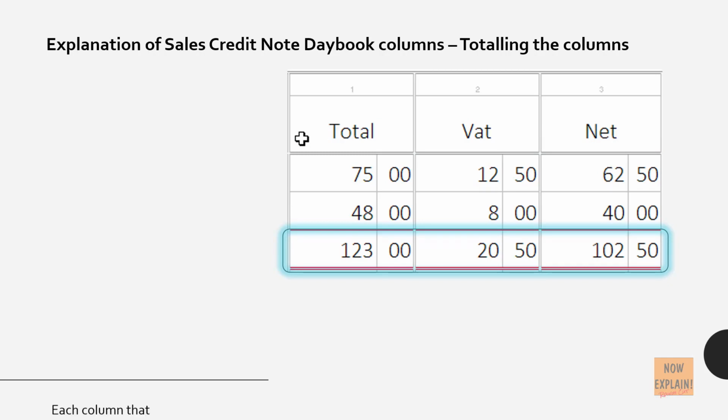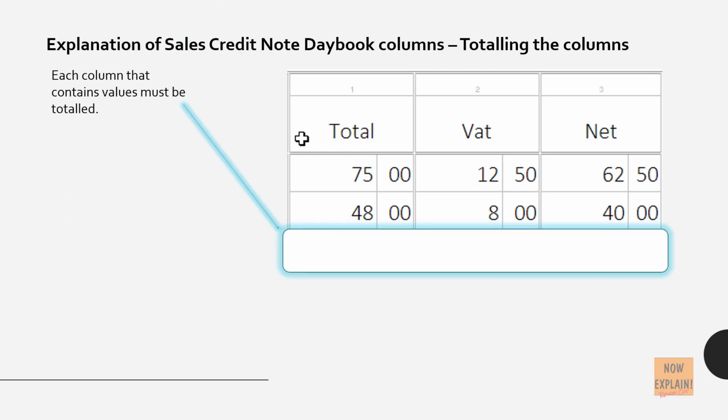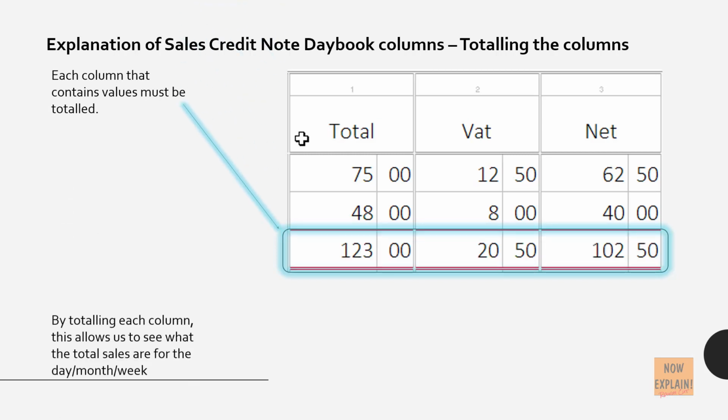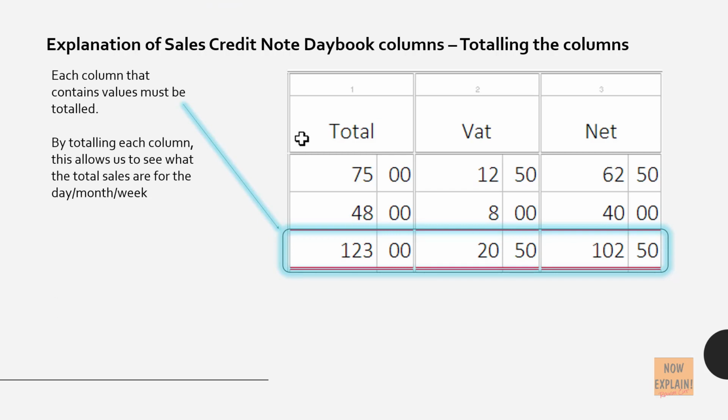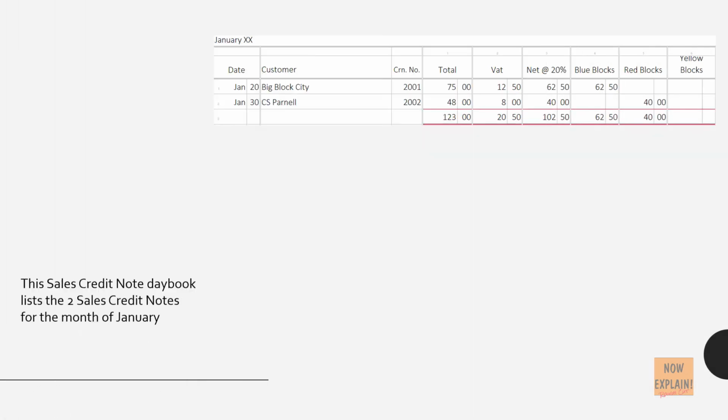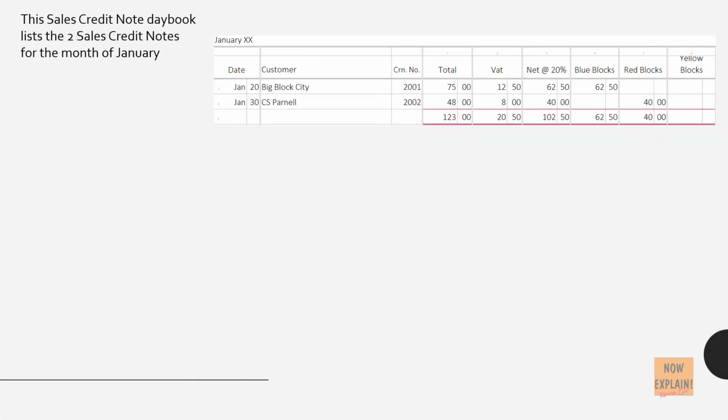Totaling these columns. Each column that contains values must be totaled. By totaling each column, this allows us to see what the total sales are for the day, week or month. In this example, we are seeing the monthly credit note values. This sales credit note daybook lists the two sales credit notes for the month of January.